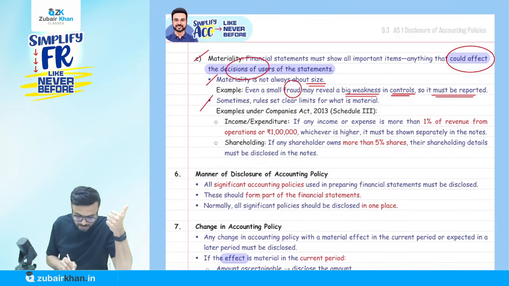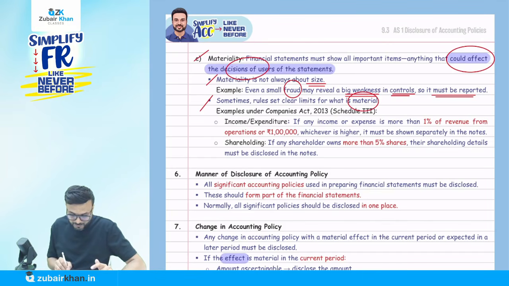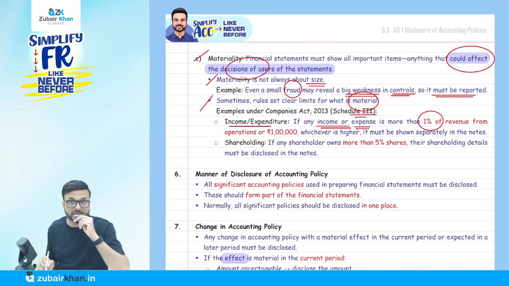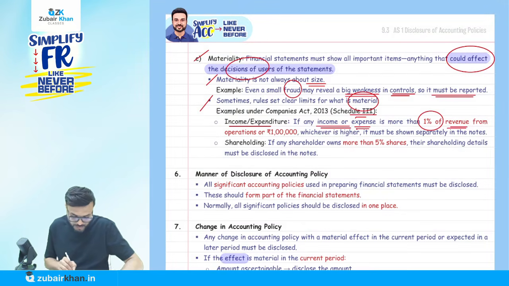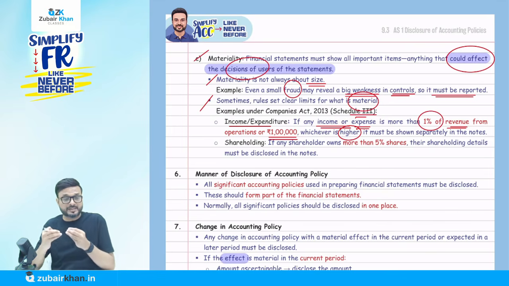And sometimes rules are set clearly under the law, where it is specifically mentioned that this amount is material. Let me give an example under the Companies Act 2013, Schedule 3. It says that if any income or expense is more than 1% of revenue from operations or rupees 1 lakh, whichever is higher, then under Schedule 3 we have to show that income or expense separately that year.